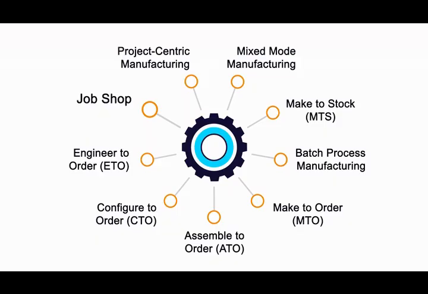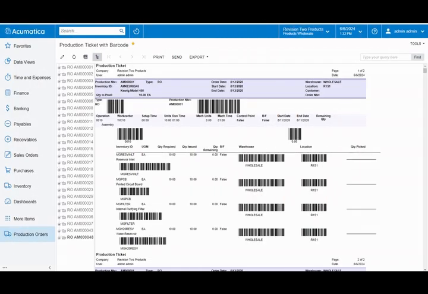Job shops use manufacturing estimates to create custom quotes based on customer specifications with unique bills of materials and production orders. Print production tickets to automate manufacturing data collection using barcode scanners.